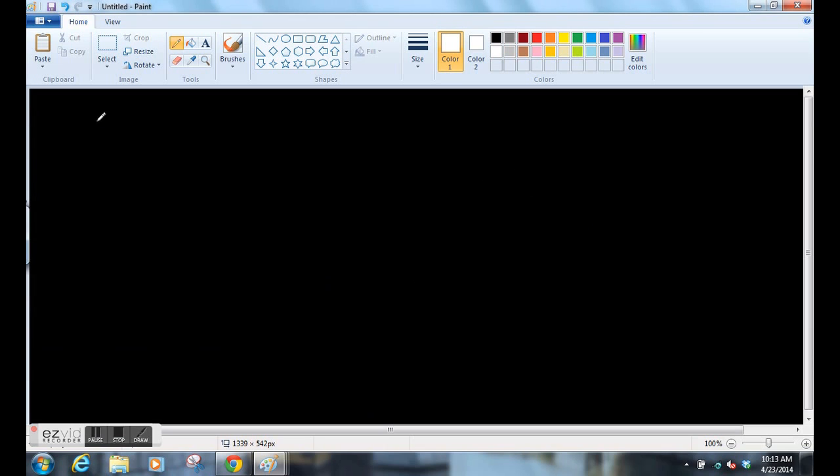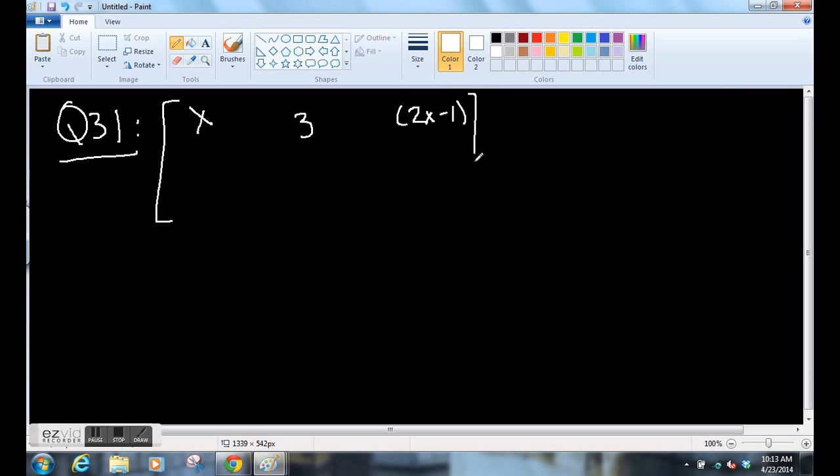And there's one last type of problem I want to show you from this section so that you can feel excited and prepared to do them. Question number 31 gives you a matrix that looks like this: x, 3, and then 2x minus 1. Notice these are all separate entries. And then you have y, 4, 4y. Okay, so this matrix is, what are the dimensions? 2 by 3. 2 rows, 3 columns.